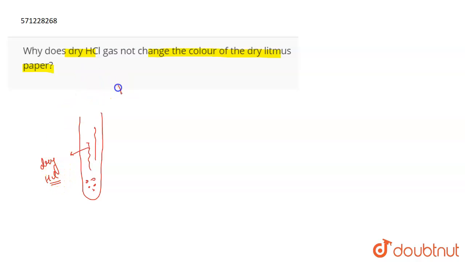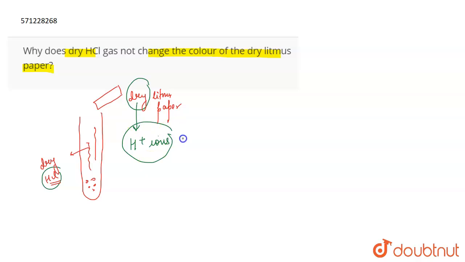Now, what do you do? You bring a strip of dry litmus paper near the test tube wherever this gas is evolving, and you notice that no color change takes place. Now that happens because this is a dry litmus paper. When you bring a dry litmus paper near the mouth of the test tube, wherever this dry HCl gas is liberating, it cannot dissociate into H plus ions.